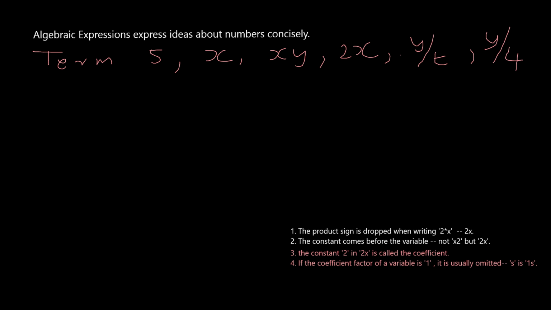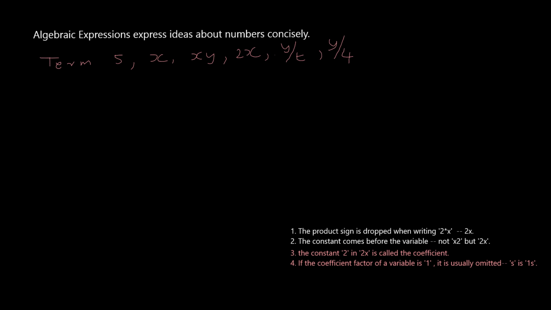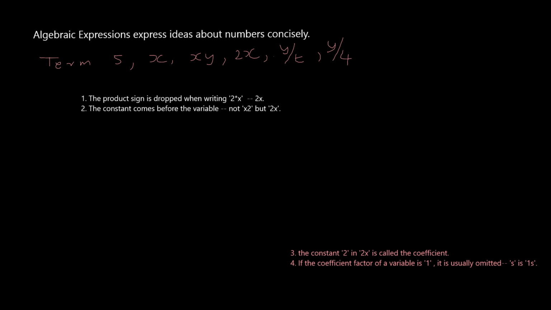Now all these are referred to as a term, and what you need to note is that the operation is either multiplication or division. A term is put together with constants and variables as a product or as a quotient. Also, there are certain rules and notations which I would just bring to your notice.